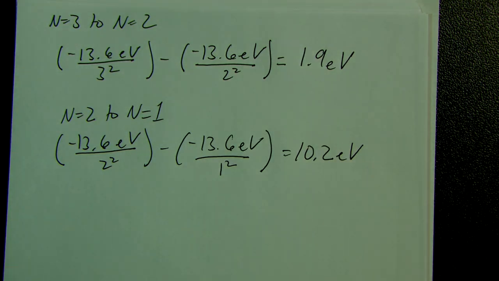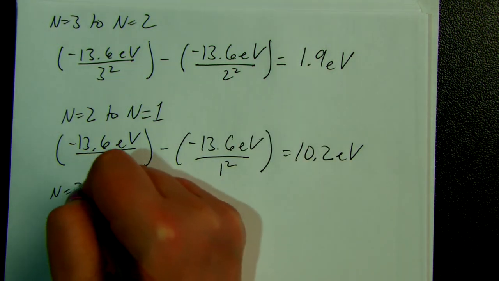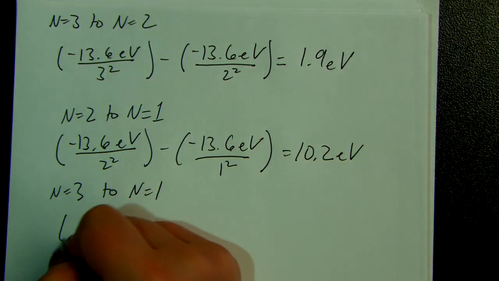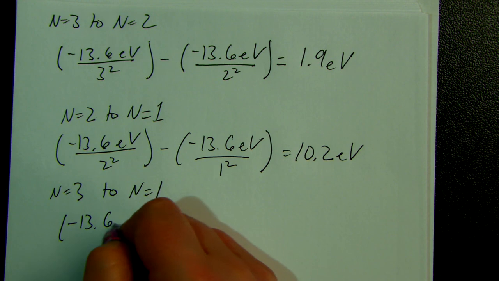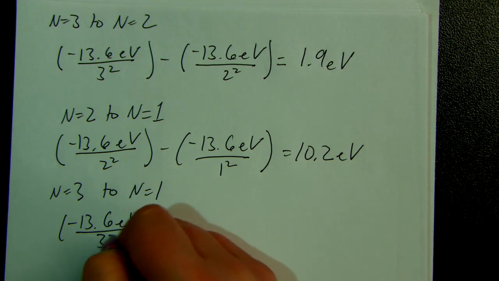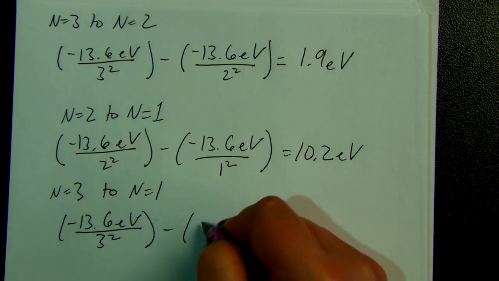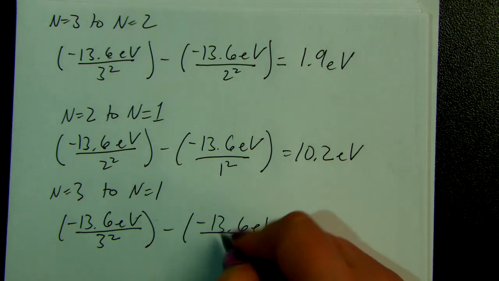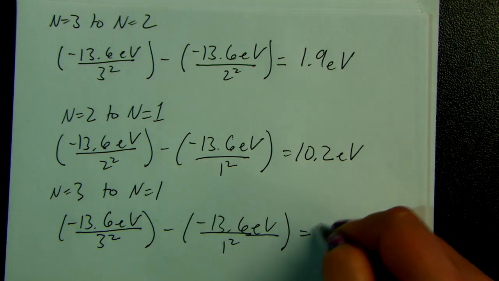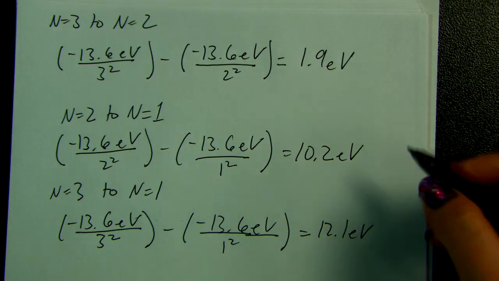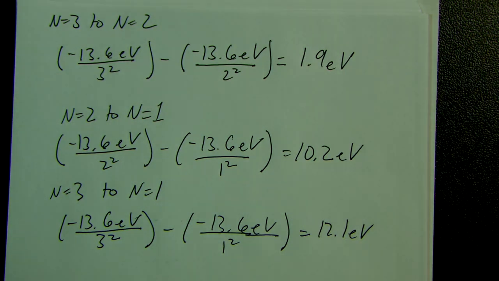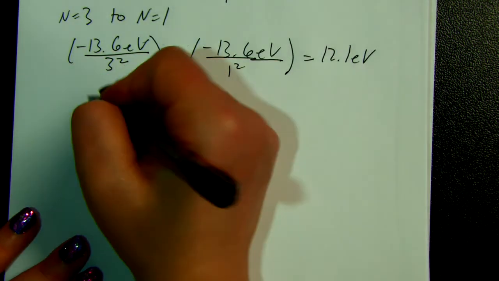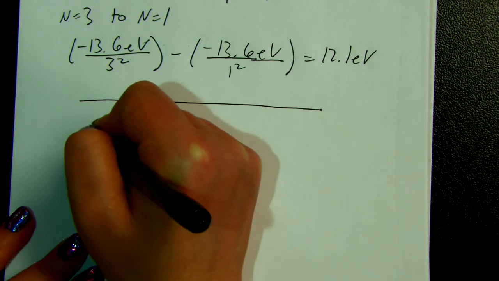And then lastly, we'd have n equals 3, the big jump, to n equals 1, again minus 13.6 eV over 3 squared minus minus 13.6 eV over 1 squared, which is 12.1 eV. So these would be the 3 different photon energies available. So in terms of a picture, this is how we would draw this.